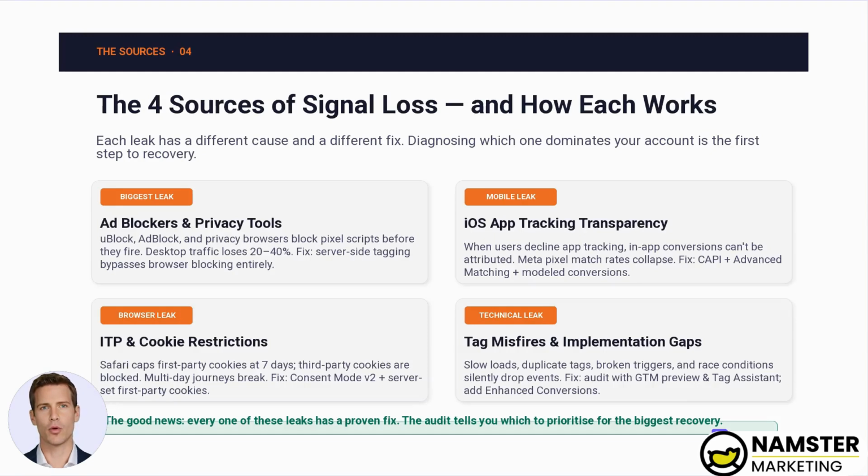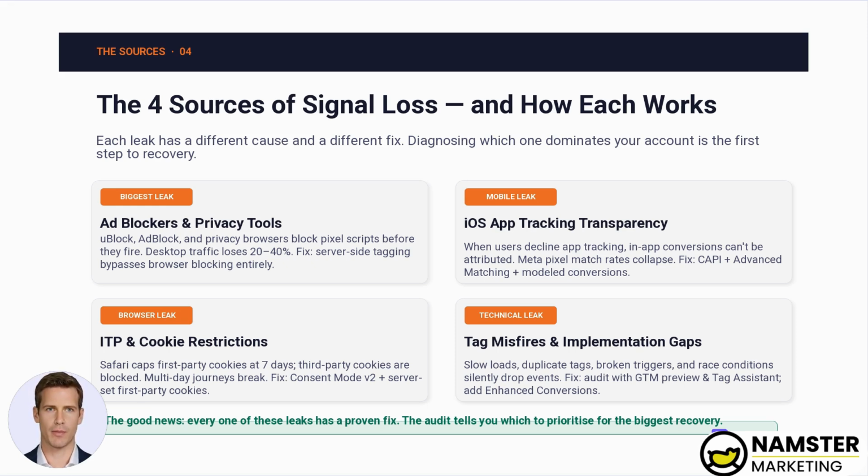Let us examine the 4 primary sources of signal loss and their specific remedies. The biggest leak usually comes from ad blockers and privacy tools, which block pixel scripts before they can even fire. The solution here is server-side tagging, which bypasses browser-level blocking entirely. Second is the mobile leak caused by iOS app tracking transparency. When users decline tracking, match rates collapse. We address this using Meta's Conversions API, advanced matching, and modeled conversions.